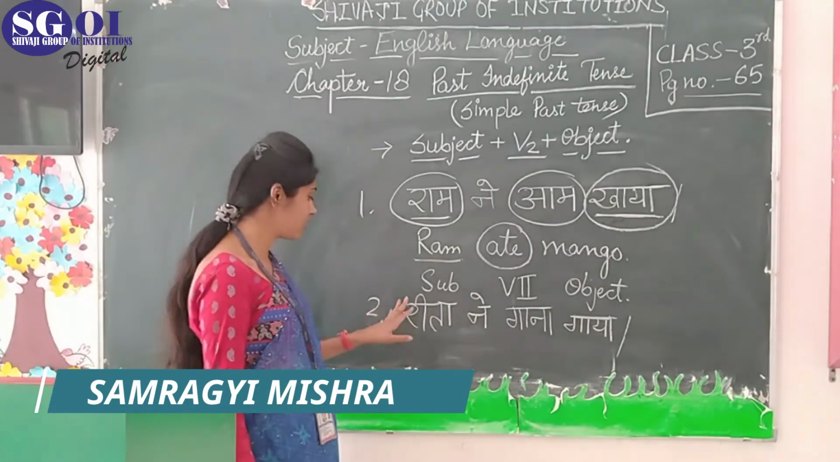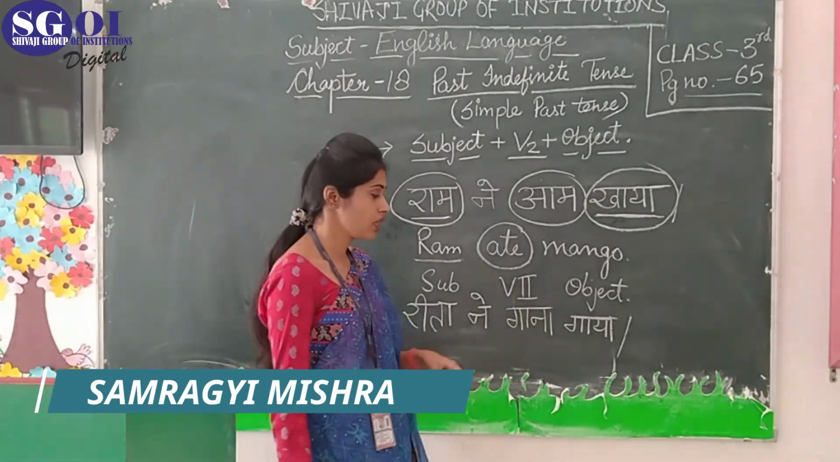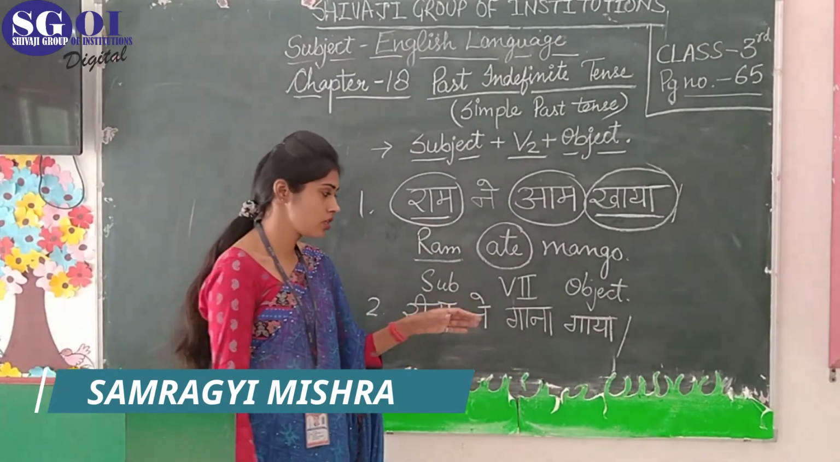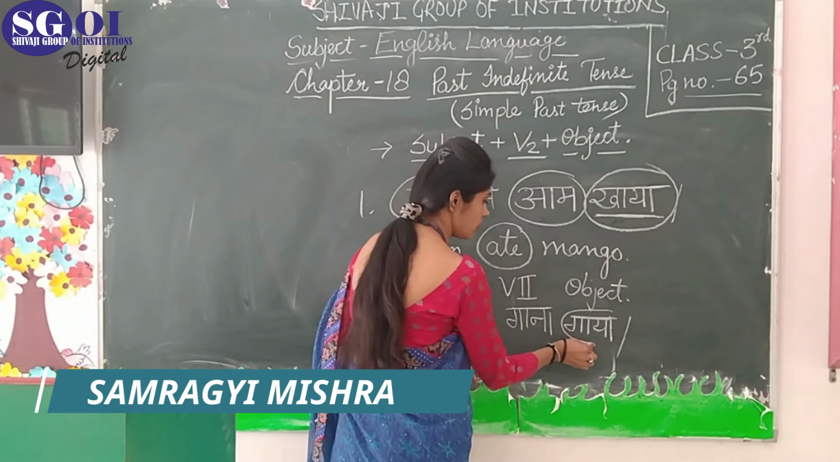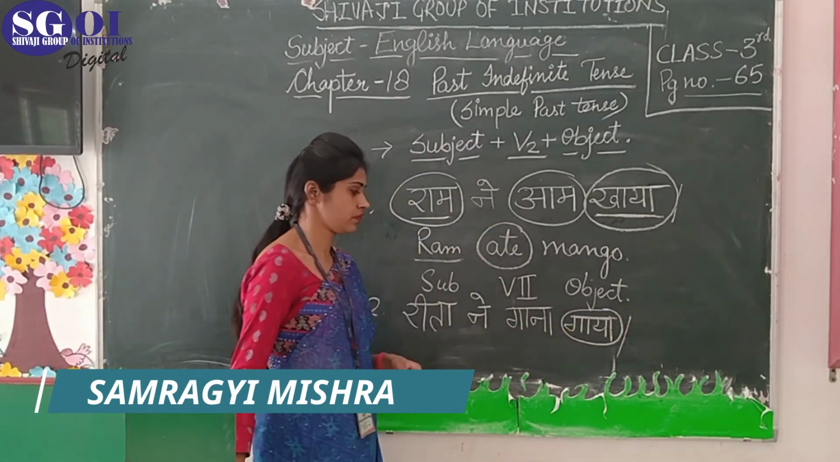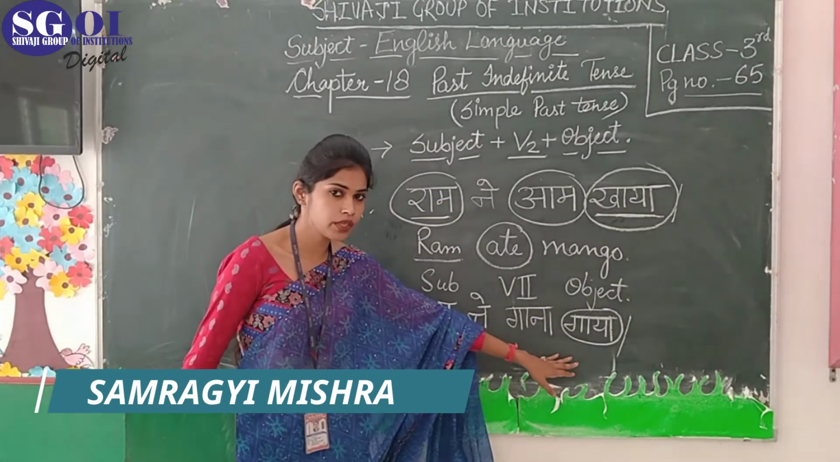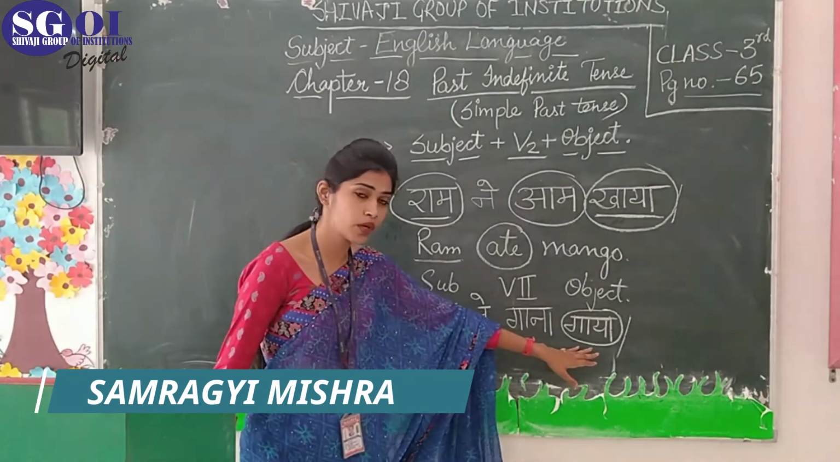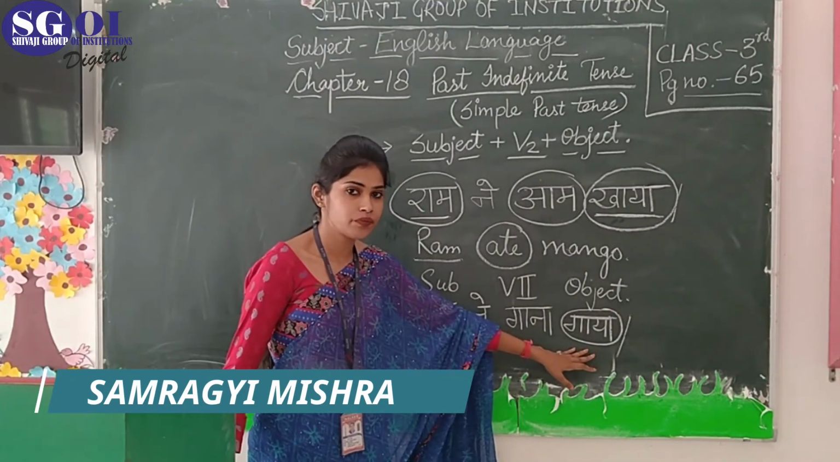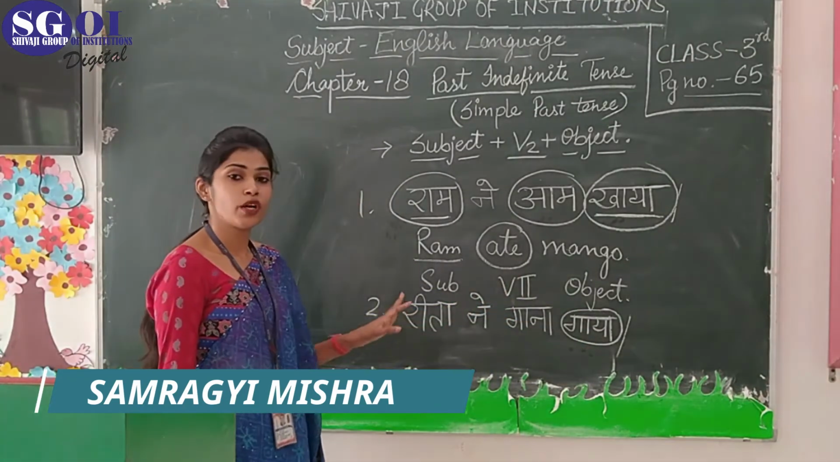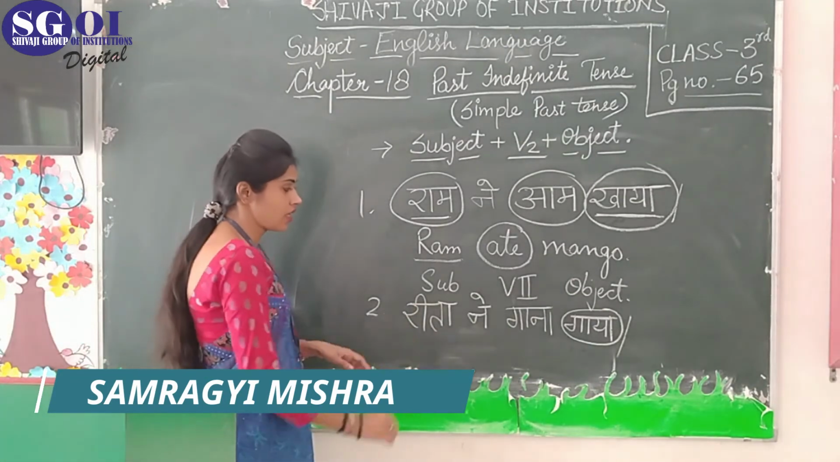And the second sentence is here. Rita ne gana gaya. What is the action word? That is an action word here. Verb here, gaya. And what is the subject here?